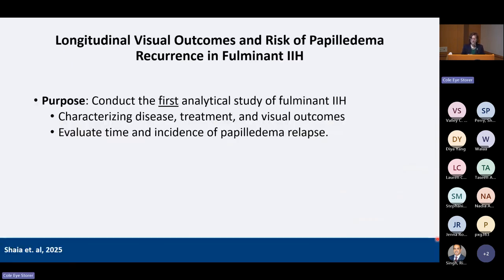And so that led us to our study, longitudinal visual outcomes and risk of papilledema recurrence in fulminant IIH. Now, the purpose of our analysis was to conduct the first analytical study of fulminant IIH while characterizing disease, treatment, and visual outcomes. We also evaluated time and incidence of papilledema relapse.